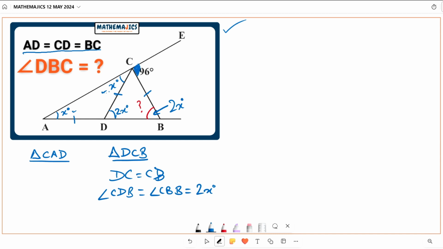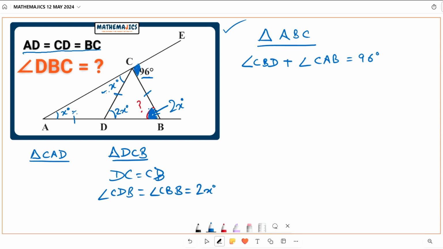Now, look at triangle ABC. In triangle ABC, which are the two interior opposite angles? Let's mark them. The first angle is this angle, CBD. Yes, I'm coloring it with blue color. So angle CBD plus angle CAB. These are the interior opposite angles. Correct. If we add them up, we will get this exterior angle equal to 96 degrees, right?